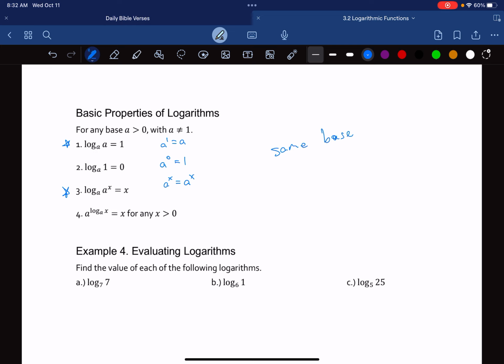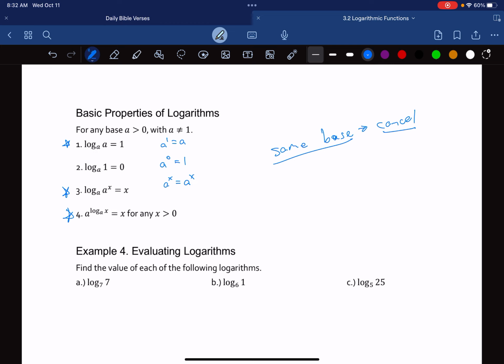If the logarithm is the same base as what you're taking the log of, same base means they cancel. They undo each other, and that's how they are kind of opposites of each other there. If we look here at this next one, we have a to the log base a of x equals x for any x. And again, this is just like the other one where same base means cancel. So they basically just undo each other.